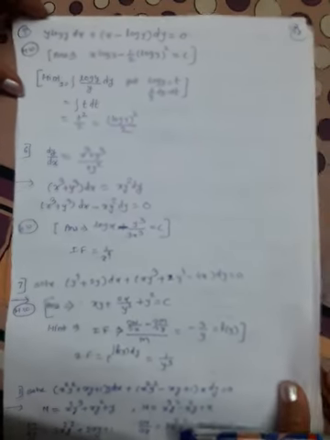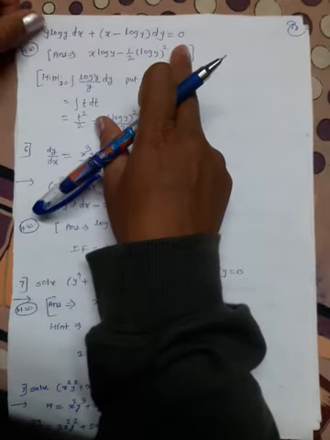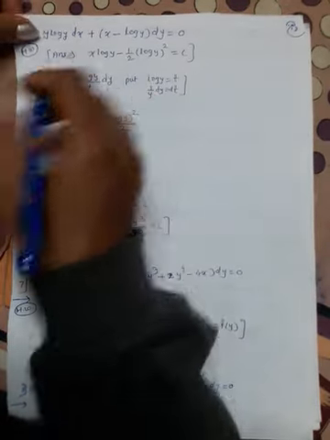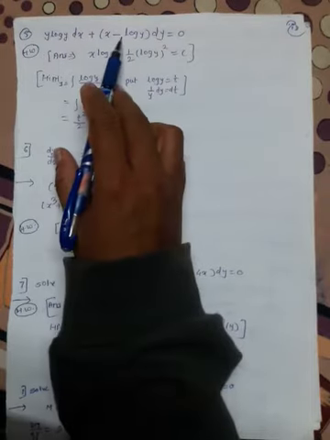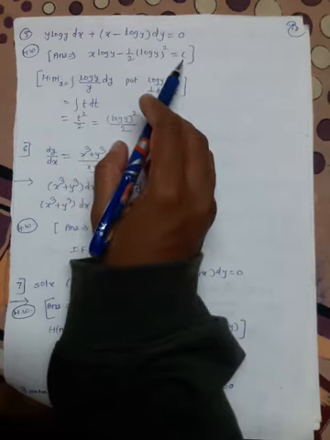Let us see next. y log x dx plus x minus log y dy is equal to 0. This is homework for you. This is m, this is n. Answer is x log y minus half log y bracket square is equal to c.